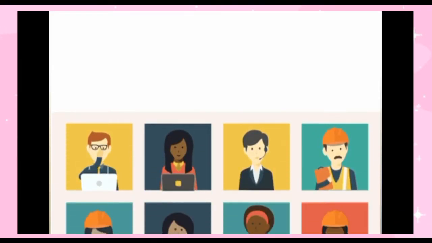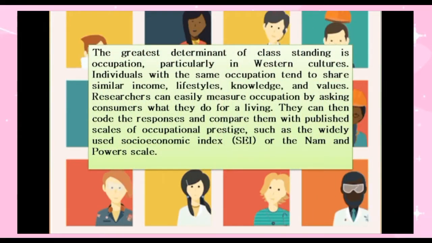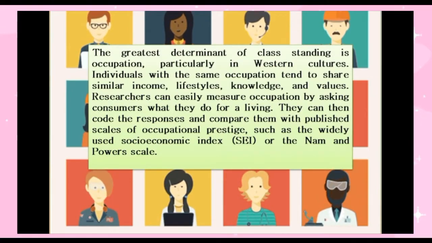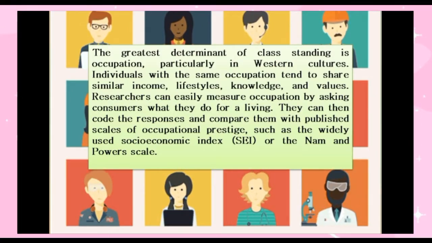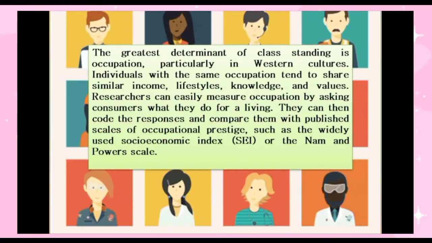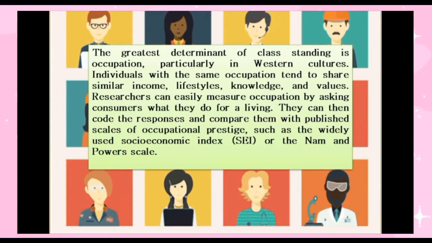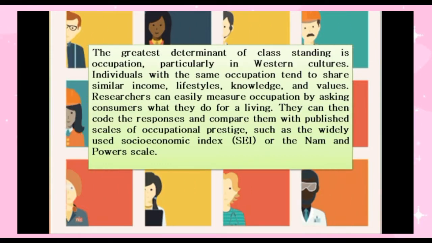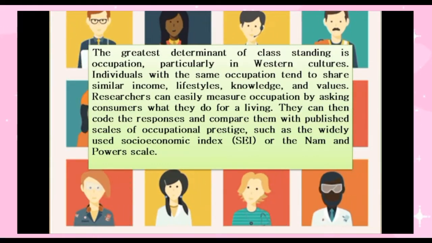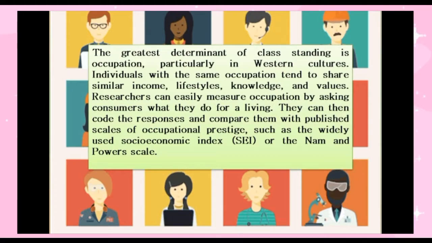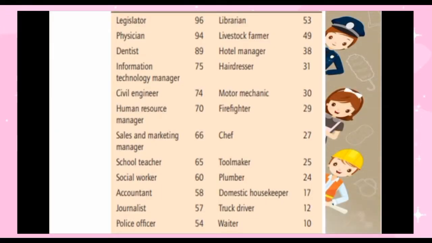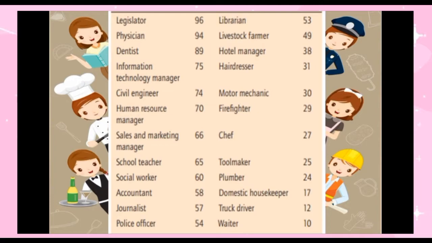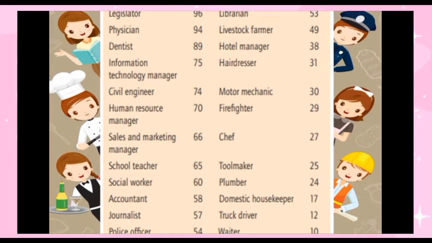Occupation and education. The greatest determinant of class standing is occupation, particularly in Western cultures. Individuals with the same occupation tend to share similar income, lifestyles, knowledge, and values. Researchers can easily measure occupation by asking consumers what they do for a living. They can then code the responses and compare them with the published scales of occupational prestige such as the widely used Socioeconomic Index or the NORC Scale.